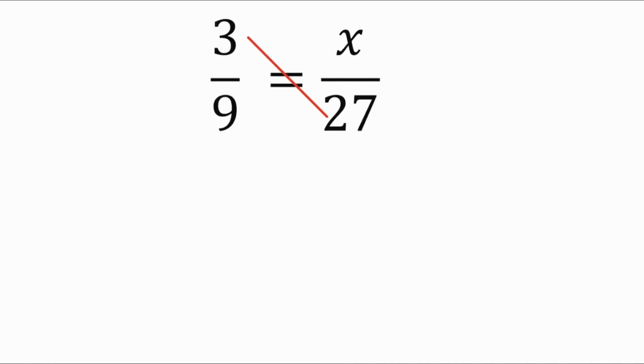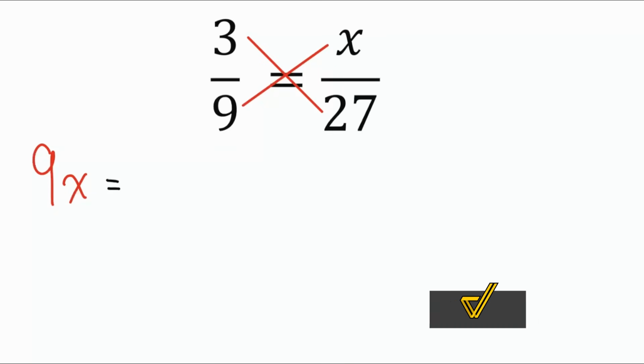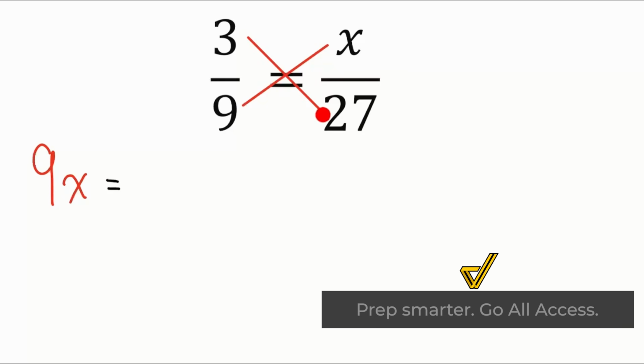I'm going to take a diagonal line and diagonal line, and we're just going to multiply those. So we have 9 times x. Just as a quick little refresher, 9 times x is going to be written as what? Yeah, it's going to be written as 9x. That's right. So let's write that down right over here. And there we are. And then on the right side, we are going to be doing 3 times 27.